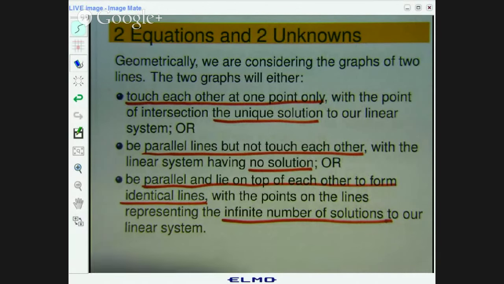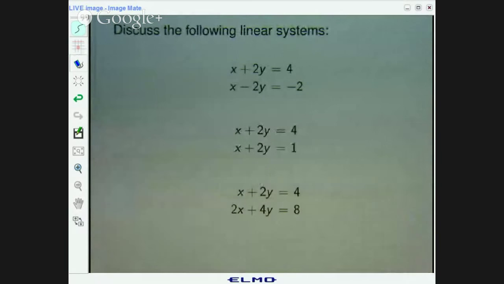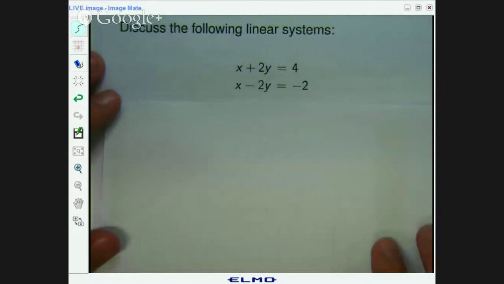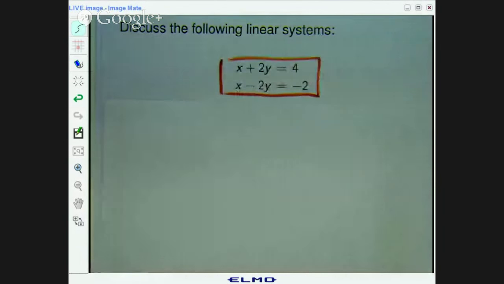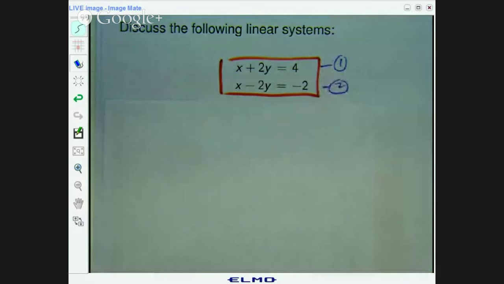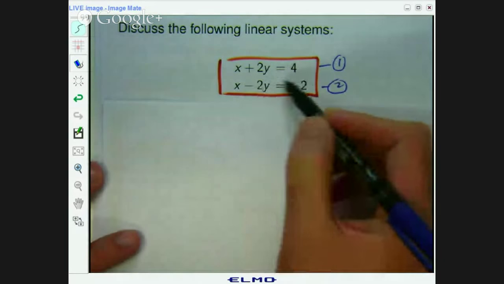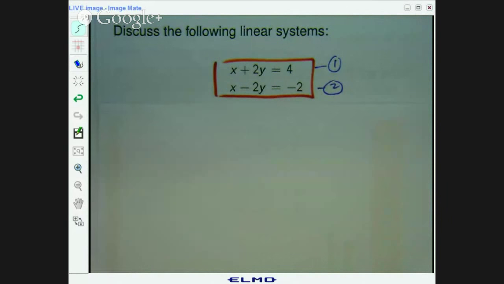Here we go. Discuss the following linear systems. Let's start with this one here, and let's label them 1 and 2. What we're going to do is add the second equation to the first equation, and then I can eliminate one of the variables, y. So let's do that.